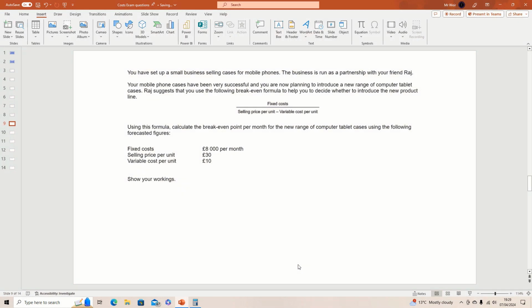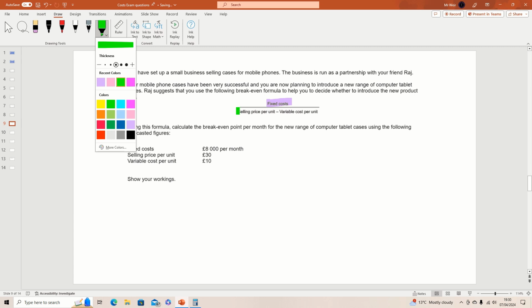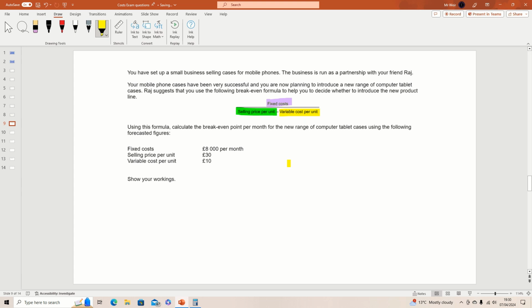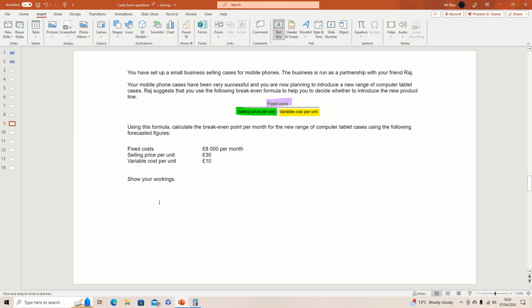So now for the same scenario, we already have all of our values that we need, and this is a lot easier than you think, because it already gives you the break-even formula. So all we have to do is substitute the values in. So we need to look through the question to find our fixed costs, our selling price per unit, and our variable cost per unit. And using those three values, we can put them into the formula, and it's very, very simple to work out. So first of all, let's find our fixed costs.